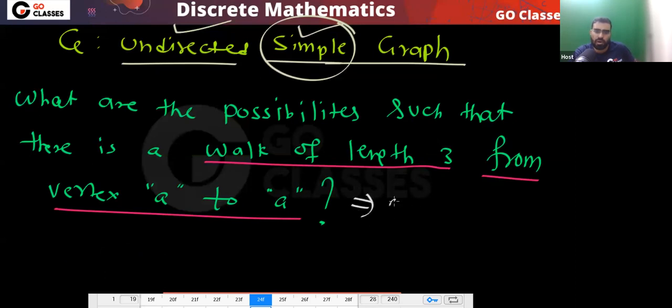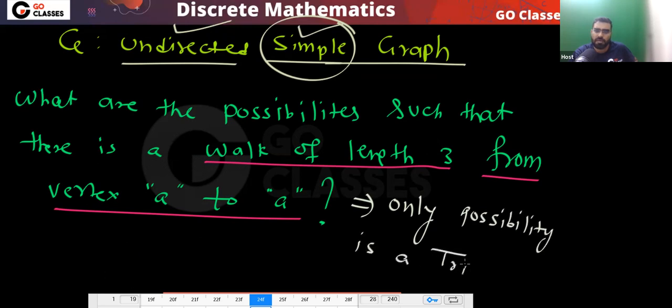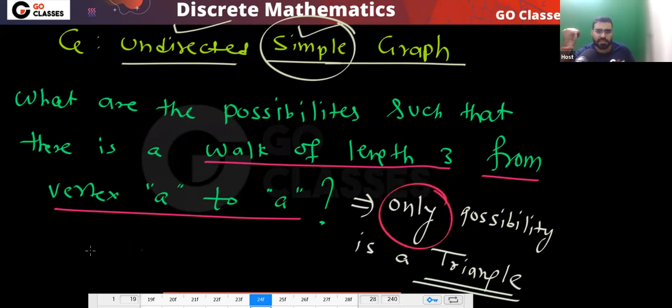Yes or no? The only possibility is a triangle. Do you agree? There is no other possibility. If you want a walk of length three, the only possibility, this is important, is a triangle, because you don't have any self loop. See, if you have a self loop, then things can be different. If you have a self loop, then you can have this type of walk, a three length walk. Like here, this is a self loop. So this is a three length walk from A to A.